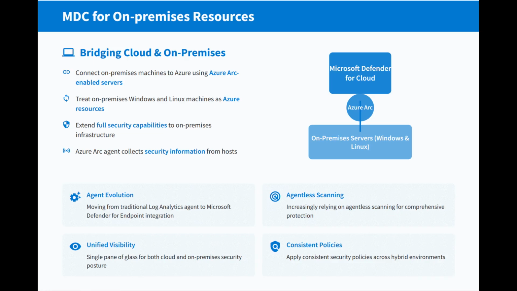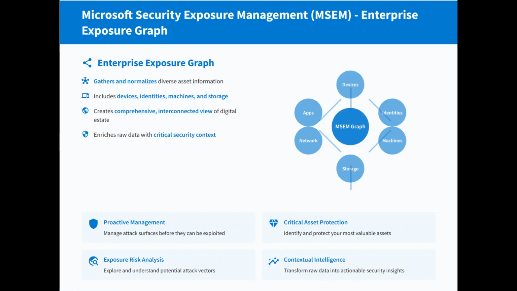But an inventory, however unified, is just the beginning. To truly achieve a proactive security posture, we need to understand the relationships and potential attack vectors within that inventory. This is where Microsoft Security Exposure Management and its Enterprise Exposure Graph come into play. While Defender for Cloud gives us the detailed information about our assets, Security Exposure Management takes that understanding further by building an Enterprise Exposure Graph. This graph isn't just another list, it's potentially a game changer. It gathers and normalizes diverse asset information to create a comprehensive, interconnected view of your entire digital estate.